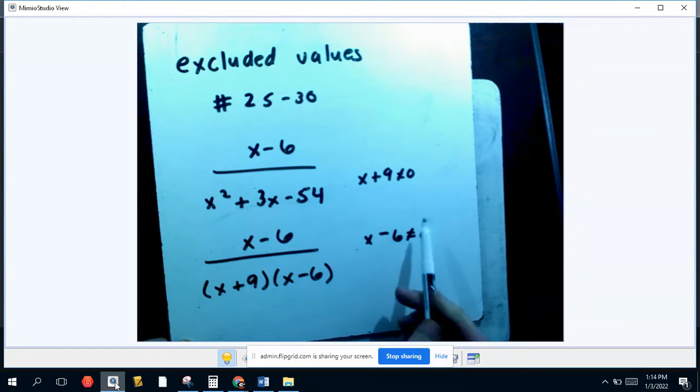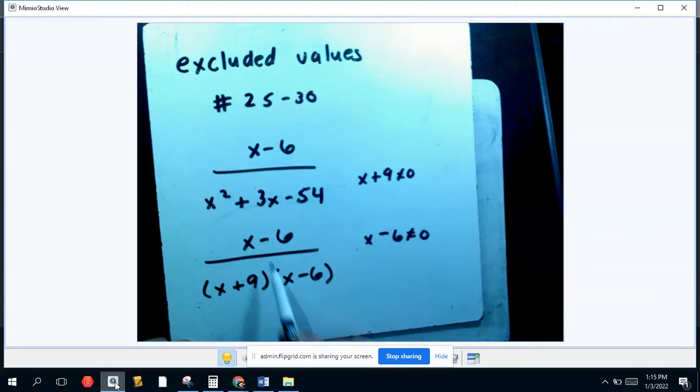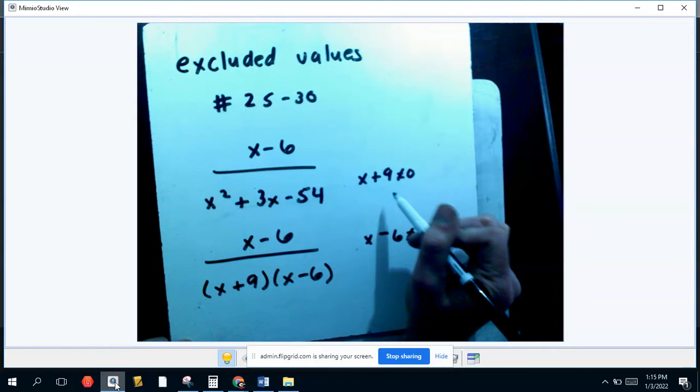Because in either case, if x plus 9 equals 0, you'd have a 0 here times whatever this is, which would still make 0. If we let x minus 6 be 0, same thing. This would be something else, but something else times 0 is still 0. And even if those cancel, we have to go back to the original problem. So the fact that there's a cancellation is not relevant.